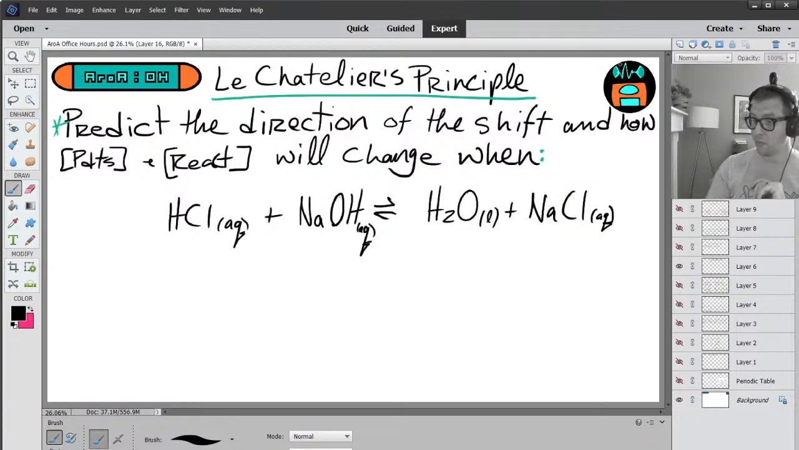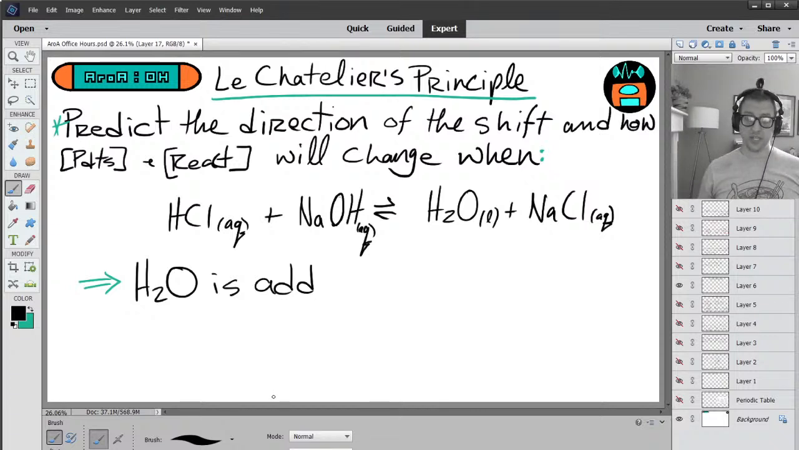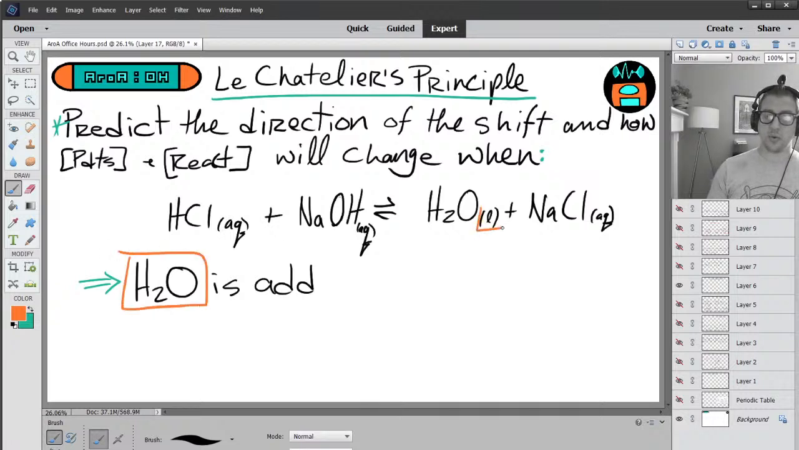So we've got one more before we move to a different reaction. And that is, predict how the equilibrium will shift if H2O is added. Now, before you jump and start doing the logic for this thing, I want to warn you up front, this is a trick question. This is a trick question because look at the phase of water. It's a liquid, all right?